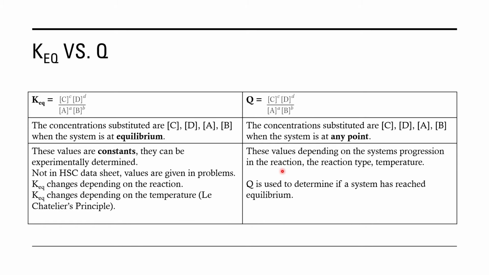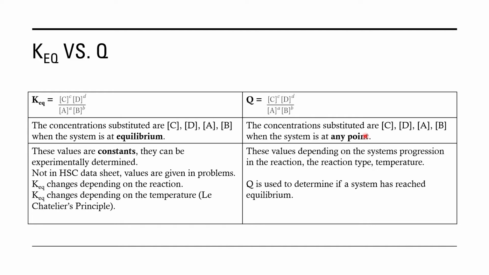So the big activity for today is going to be looking at comparing Keq and Q values. We can calculate a Keq or calculate a Q value in the same way. We write up an equilibrium expression for the reaction that we're looking at. And the only difference between Keq and Q is that substituted concentrations for Keq are for concentrations at equilibrium specifically, no exceptions. Whereas for Q, when we're calculating that, we can be putting in concentrations when the system is at any point.